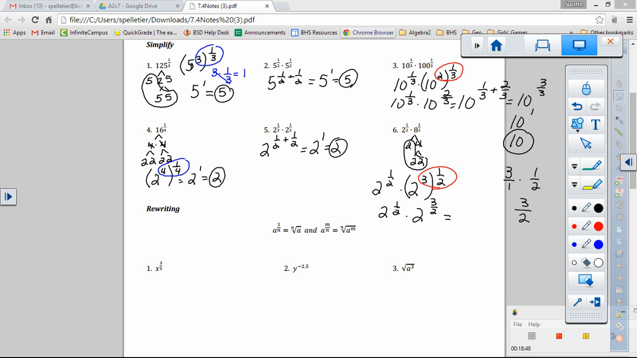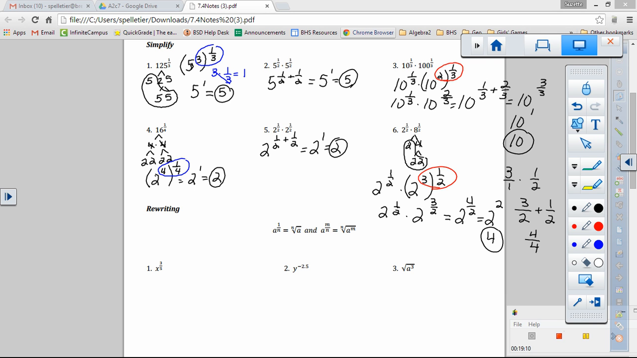Rule says I can add the exponents. So 3 over 2 plus 1 over 2 gives me 4 over 2. So 2 to the 4 over 2. 4 divided by 2 is 2, and 2 squared is 4. So there's your answer. Okay?